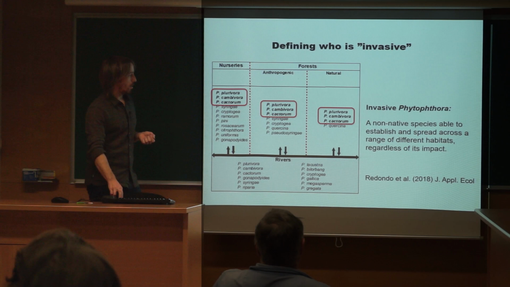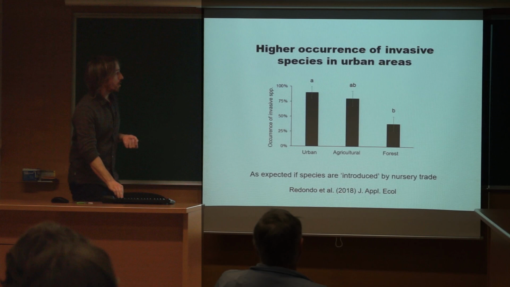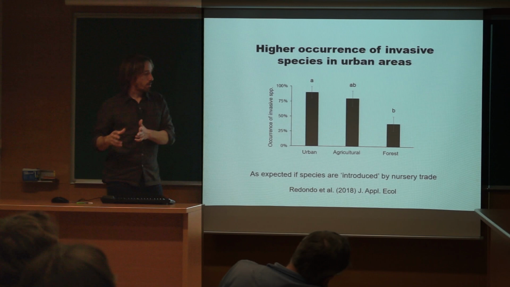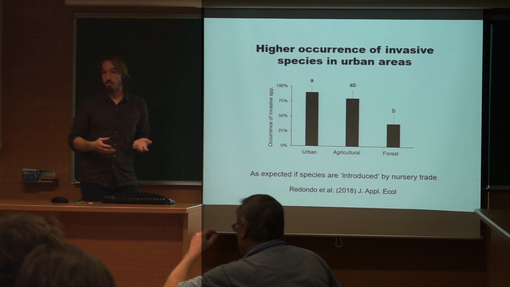When we did a principal component analysis, we could see that these species tended to occur together, suggesting perhaps that they were coming in a common pathway. And actually, when we were looking in rivers, as a validation of our thoughts, we could see that indeed those three species were very often found in urban areas, a little bit less in agriculture, and much less in forest systems. So this supports our idea that that is the pathway of introduction.